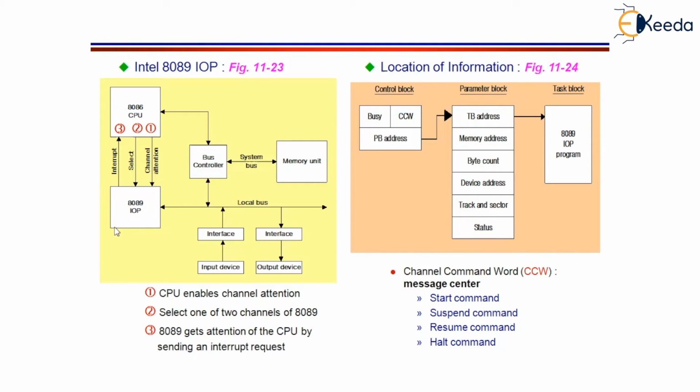The moment 8089 finishes with the task, it is going to write another message in the main memory unit saying that I finished this task. Then 8086 is going to read the same block in the memory unit. Thereby, it will be able to find out whether the task is finished properly or not.